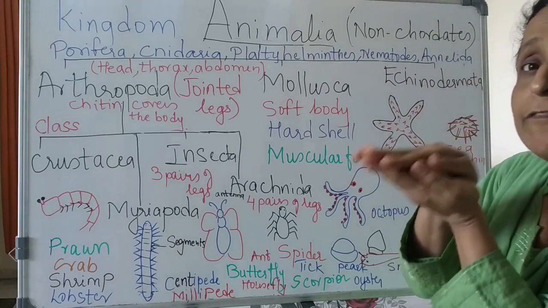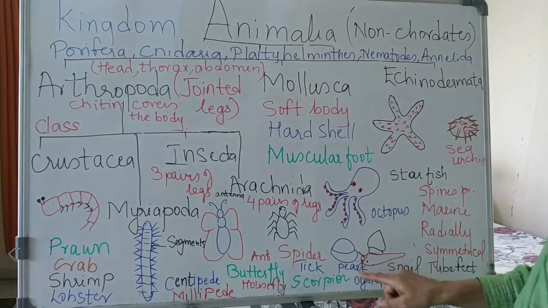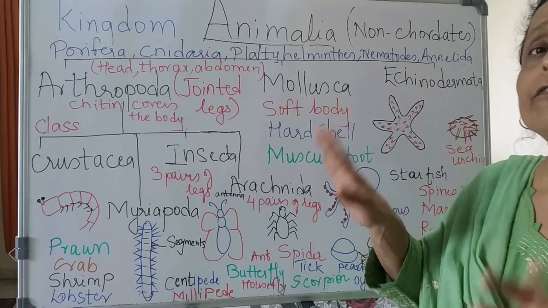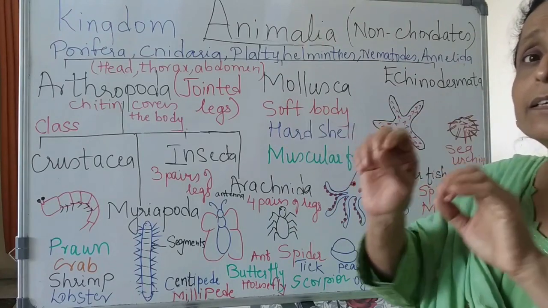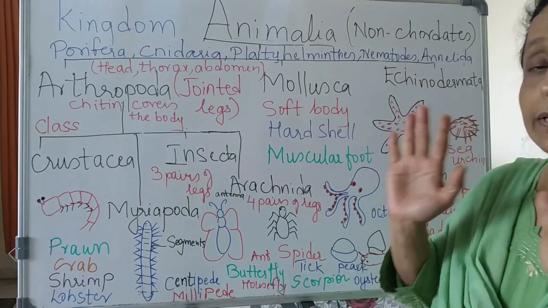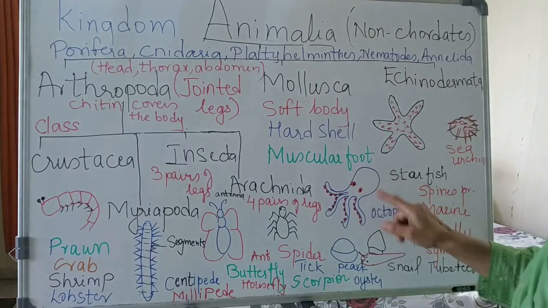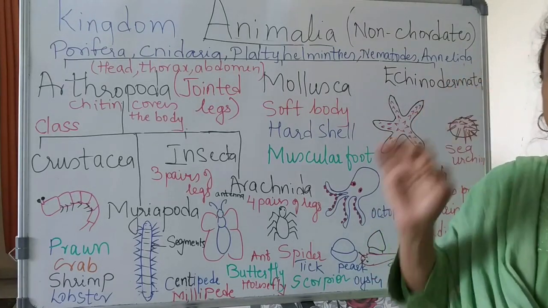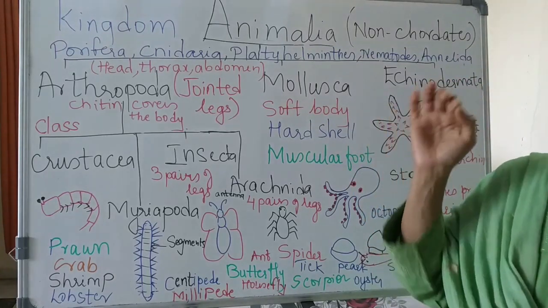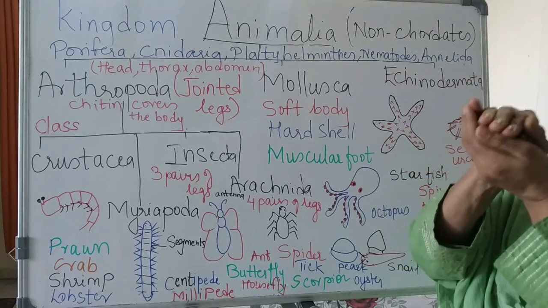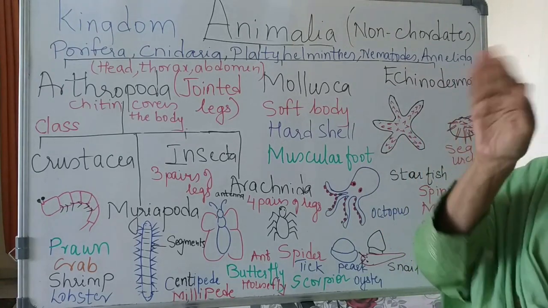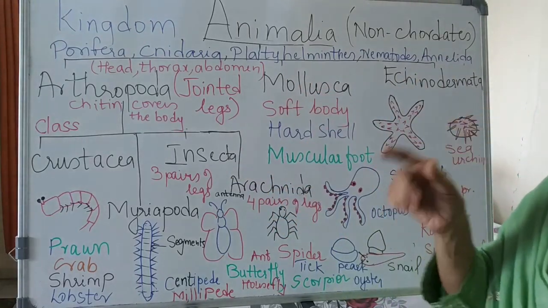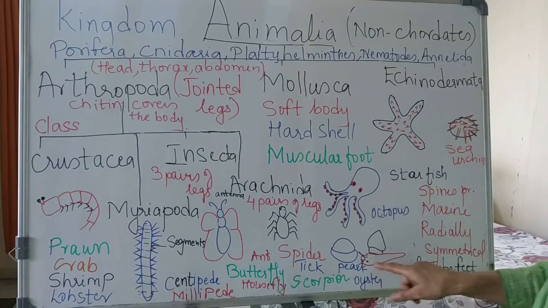So they have shells. Oyster has a shell. Snail has a shell. But octopus does not have a shell. It is a soft animal. It has suckers on its legs which help it to protect itself. So only octopus does not have a shell, but the rest of the animals have shells. They have a hard covering made up of calcium carbonate which protects the soft animal. And they have a muscular foot which helps them to move.